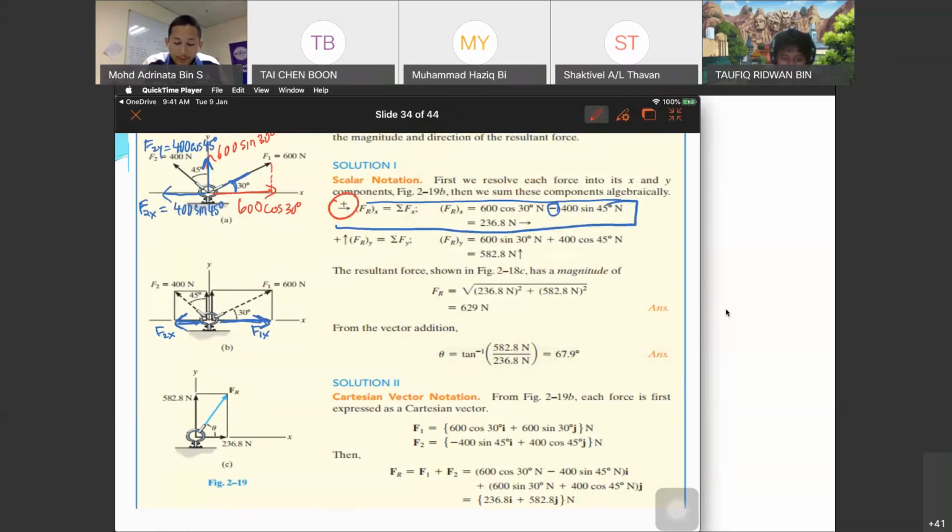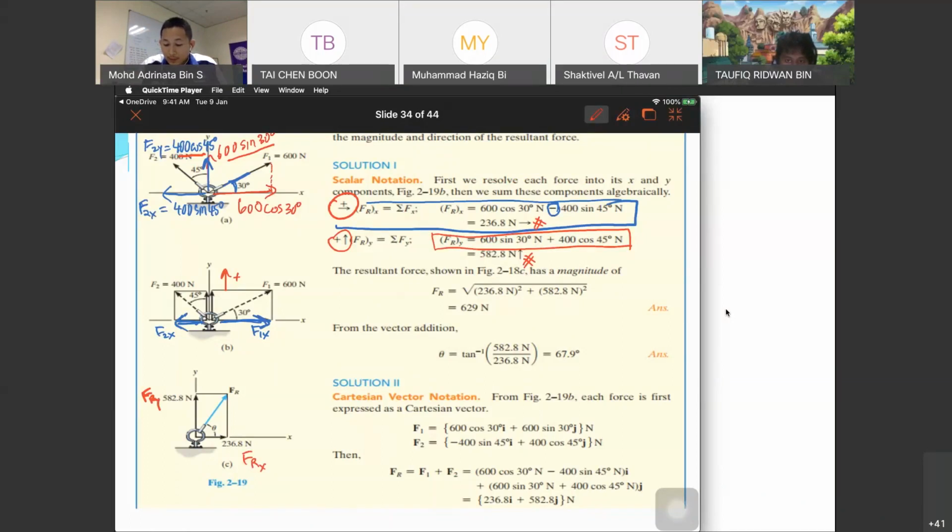So for Y we have 600 sine 30 degree plus 400 cosine 45 degree. We assume that up in the Y direction is positive, so this is positive, and then you can sum up your force and you can get F X direction and F Y direction. So how about the resultant force? This is the F R Y. This is F R for X.